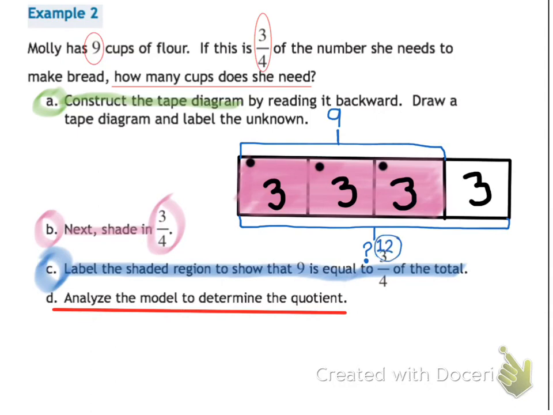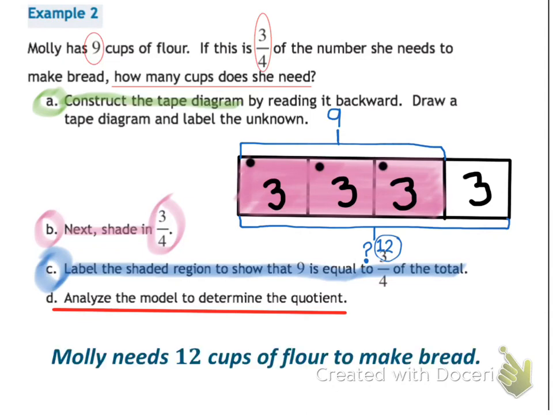And I can determine that 3 times 4 is 12. So the answer is 12. So I can determine that Molly needs 12 cups of flour to make bread.